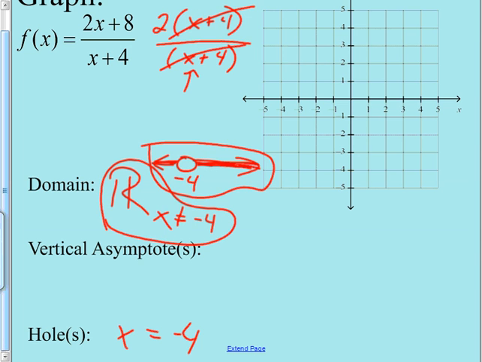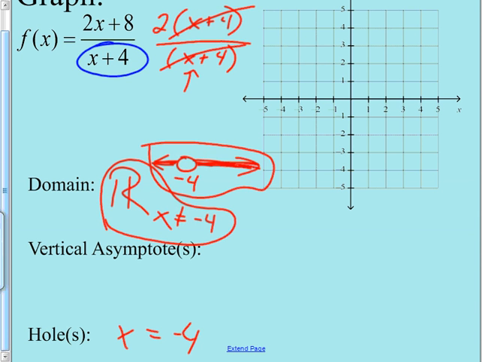Please explain to me, why can't -4 work? When I put it in the function, what happens? You're close. It makes what? 0. Yes, it's undefined because it makes which part of the equation 0? The denominator. It's not because the top becomes 0. 0 is not a problem. It's only if the bottom part is 0. The top can be 0, bottom can't be.